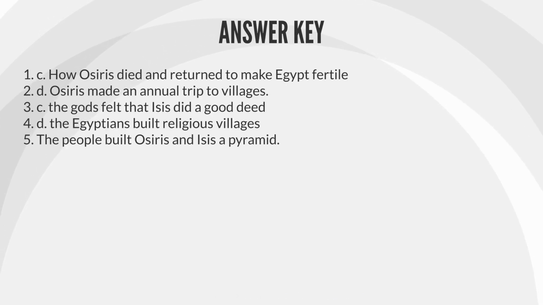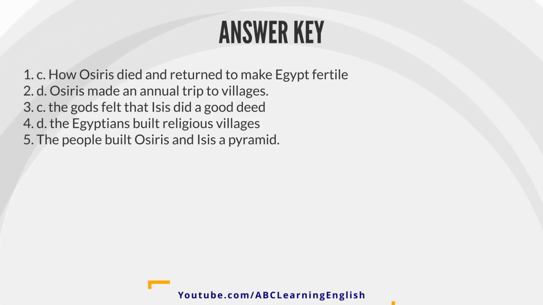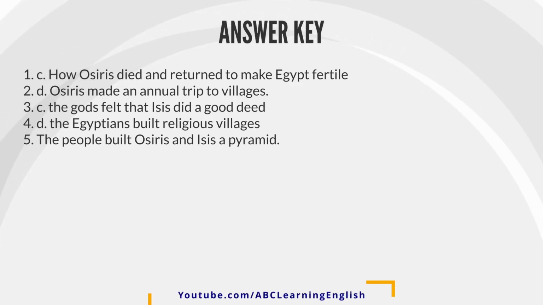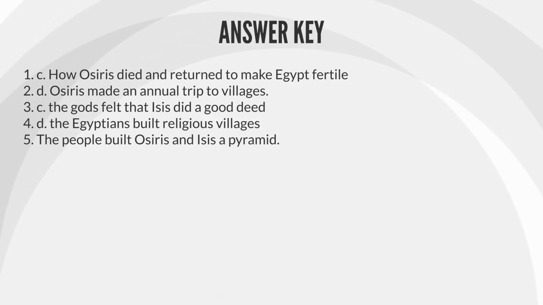Answer key. 1. C. How Osiris died and returned to make Egypt fertile. 2. D. Osiris made an annual trip to villages. 3. C. The gods felt that Isis did a good deed. 4. D. The Egyptians built religious villages. 5. The people built Osiris and Isis a pyramid.